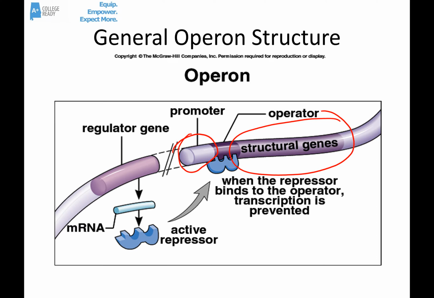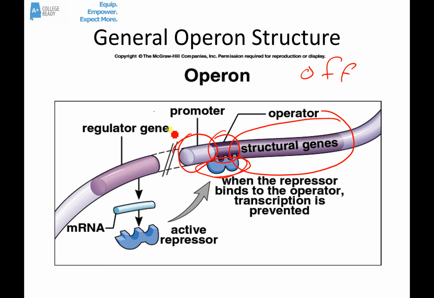In between the promoter and the structural genes is a segment of DNA called the operator. You might think of the operator almost like the on-off switch for a gene. In some situations, the operator is going to have one of these things here, represented in blue, called a repressor protein attached to it. If a repressor protein is bound to the operator, the gene is off.